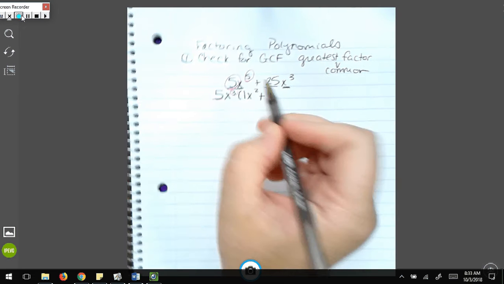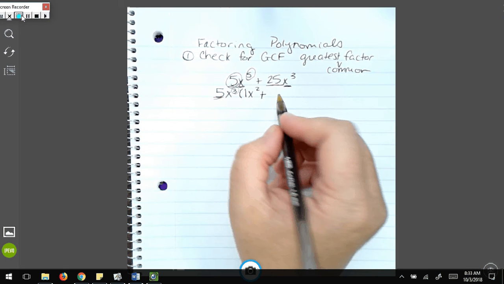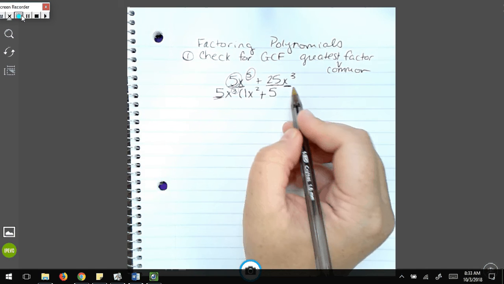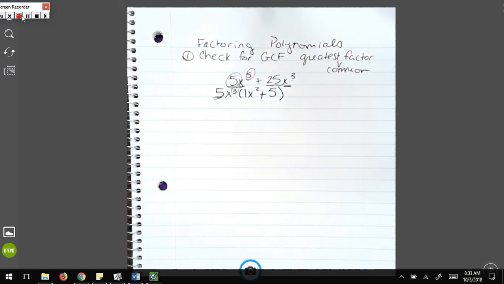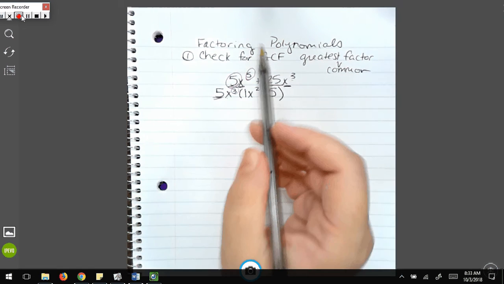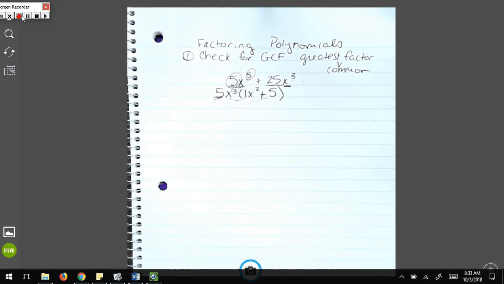Plus, and now the same process, 25 divided by 5 would leave me with 5. And then I took 3 x's away, and that's out here. So that's how I take the GCF out. If you were to distribute this through, you would come back to what you started with. Okay, so we always want to check for a GCF before we start.